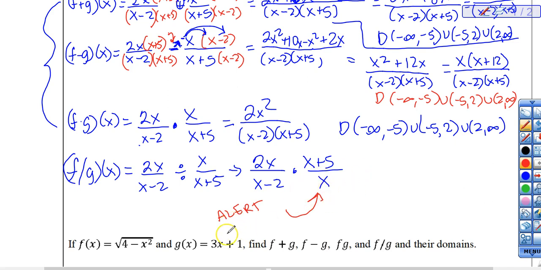Ooh. Yeah, alert's my favorite word when I'm giving notes. Okay, new. That says new.